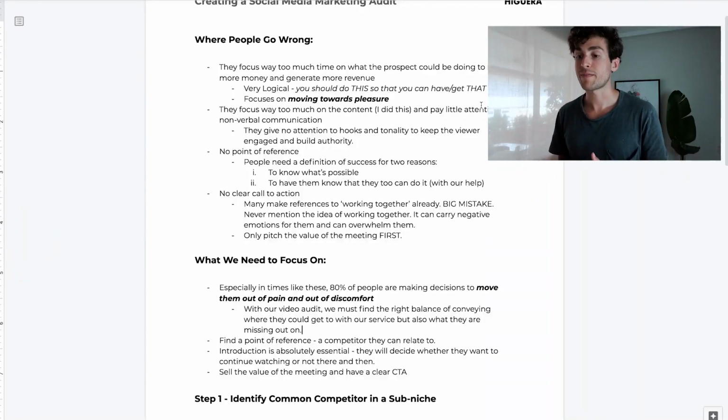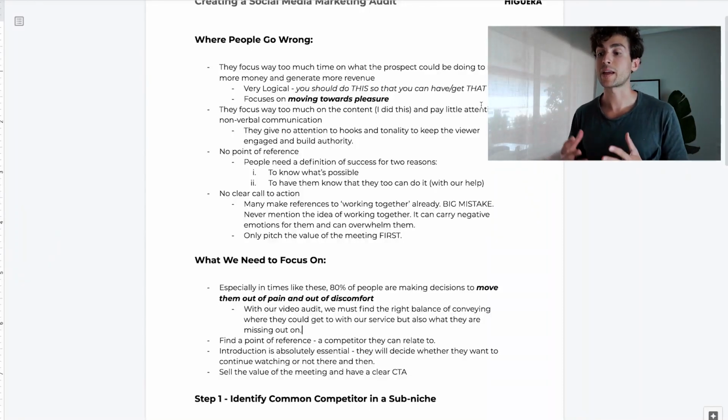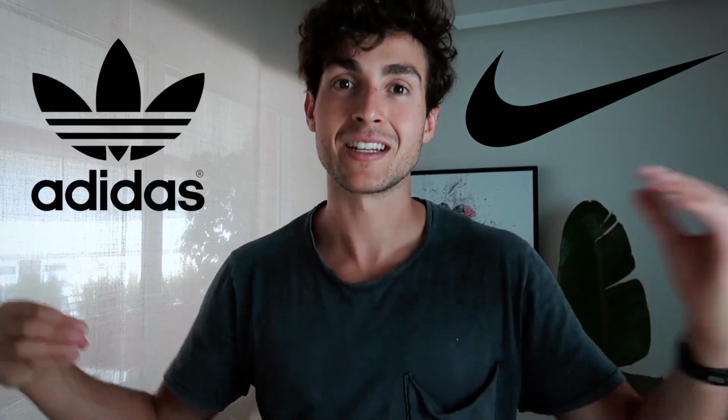The second thing is you wanna find a point of reference, a competitor they can relate to. If you're reaching out to a small fitness apparel brand and you show them what Nike is doing or Adidas is doing, then it's not gonna land very well, because for them, Nike is so far out that they have this limiting belief that they could never get there, right? And so it's not gonna land and it's not gonna be as powerful as if you show them a competitor that is just a few steps ahead of them. So that is the second thing.